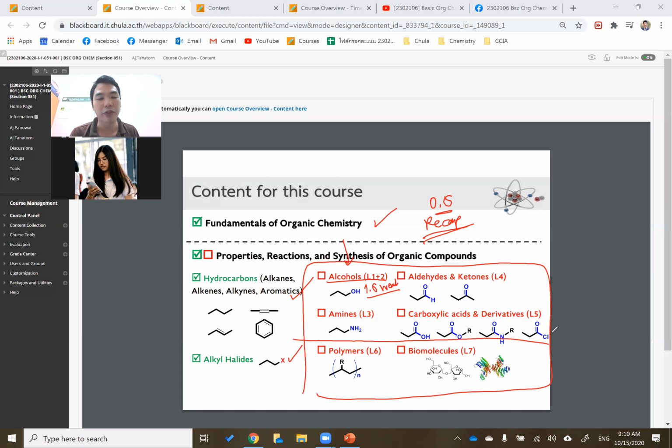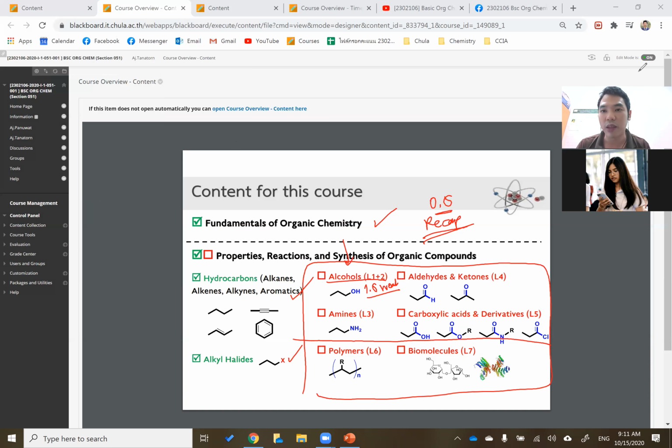And then you have covered all of the basic functional groups of organic chemistry. For the last 2 weeks, we will have a look at some applications of organic chemistry, for example, polymers and biomolecules. Just to stress it a little bit more, in the first week you should focus on both the recap and some of the alcohols, so that in the second week, you don't have so many things to learn, okay?